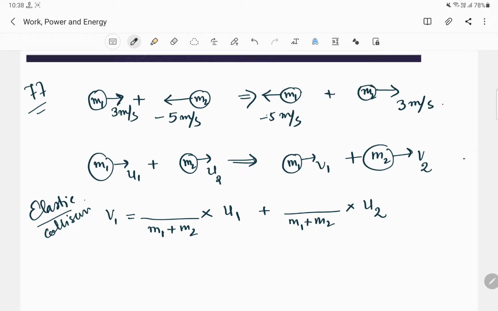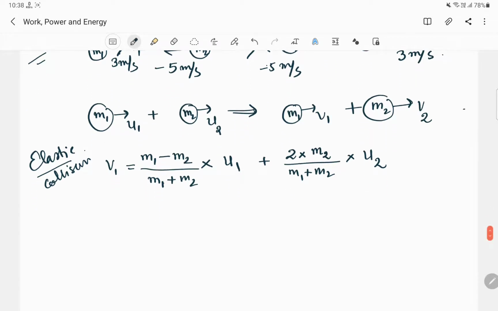And what about the numerator? You have to just remember how to write the numerator. We just have to find out the velocity for the first particle. That is why we must begin with the first particle minus the second particle, mass of the second particle, plus for the second term it must be multiplied with 2, and it will be again multiplied with the remaining mass, that is m2. This is the way to remember our formula for velocity of the first particle after collision.